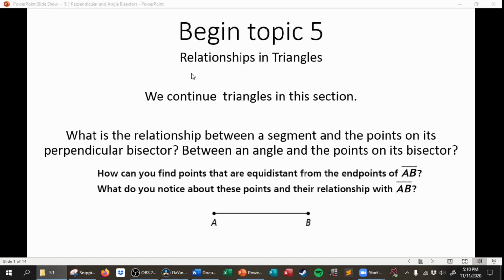And it's just saying, right now we're just going to think about this. What is the relationship between a segment and the points on its perpendicular bisector, between an angle and the points on its bisector? So how can you find the points that are equidistant from the endpoints of AB? And what do you notice about these points and their relationship with AB?